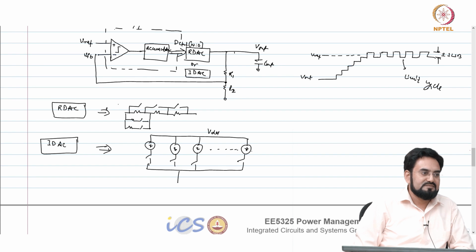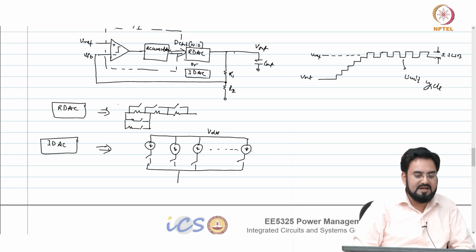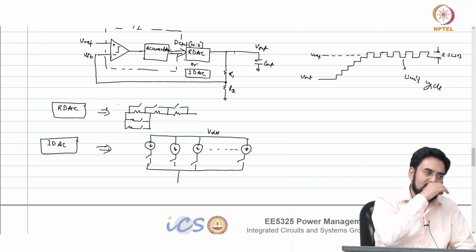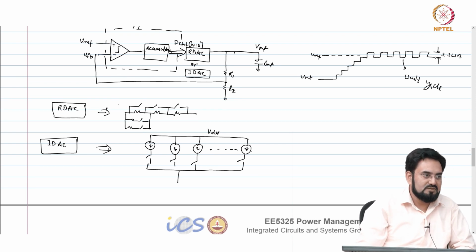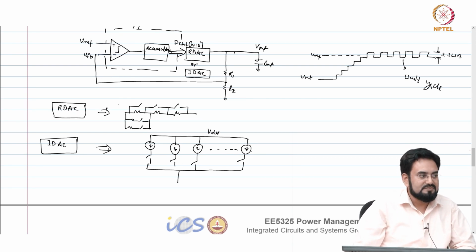Okay. So, we know that resolution will be limited by your LSB size. So, you can relax the LSB size here and get it corrected through the analog loop by making a small analog regulator. So, that is also a technique we sometimes use, hybrid LDO. Okay.